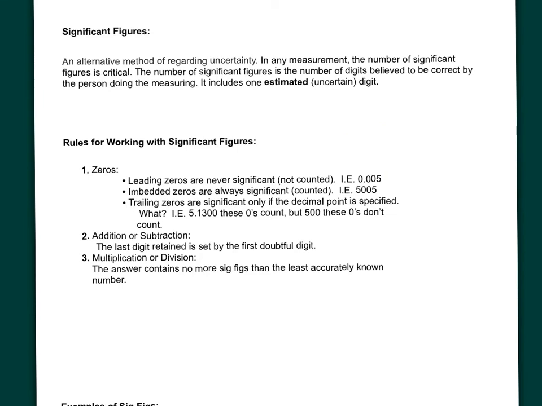And then we move on to some rules about addition or subtraction. Those are lumped together for doing math with significant figures, and multiplication and division is lumped together. And we will move on, practice counting our sig figs here for a moment.